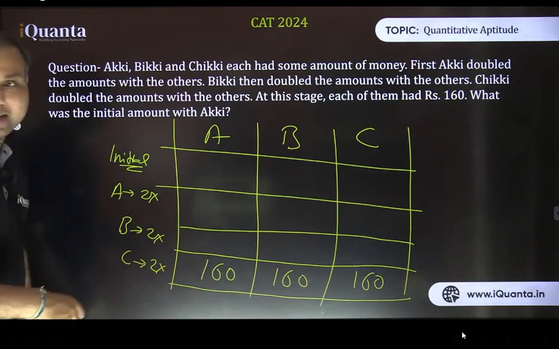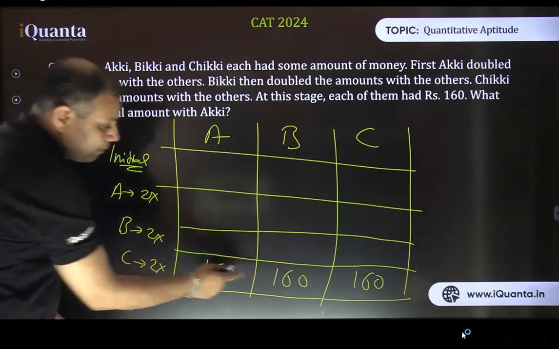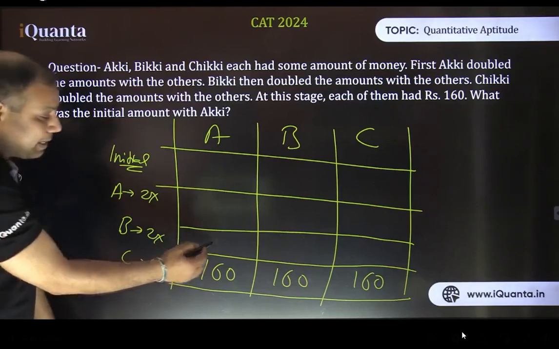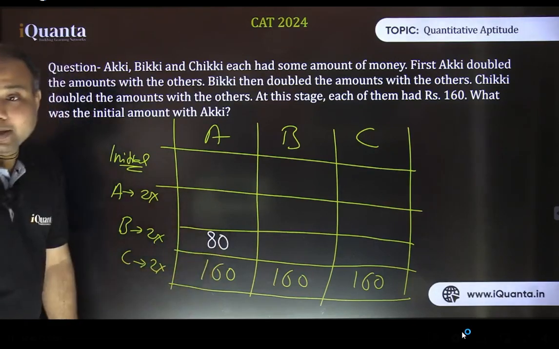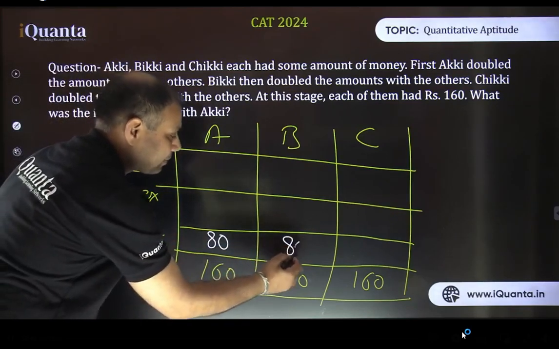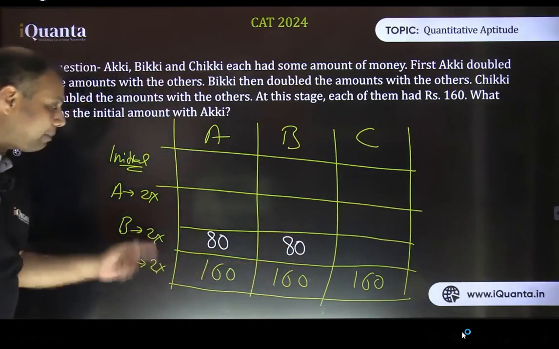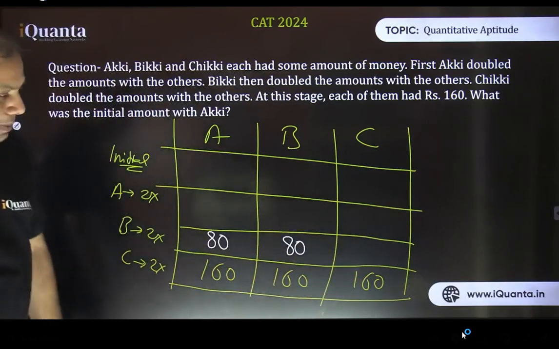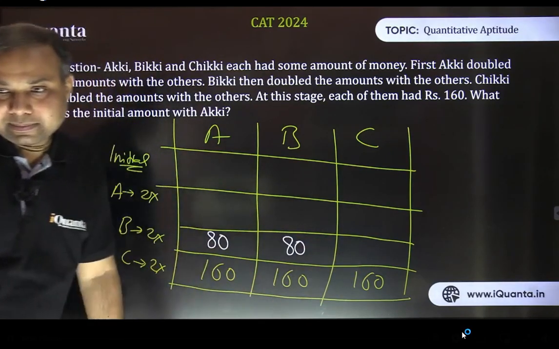Now, what is the meaning of backtrack here? It is doubling. So that means before C doubled their amounts, what must be the amount of B here? It must be half of it, right? That is 80. Is it okay? So the amount of A must be 80 and the amount of B also must be 80. Clear? Because their amounts have been doubled by C. Now can you tell me what was the amount of C earlier? What was the amount of C here? Please suggest that.